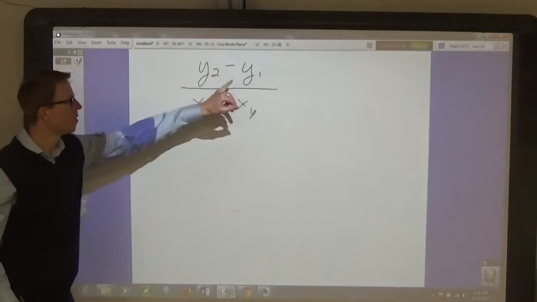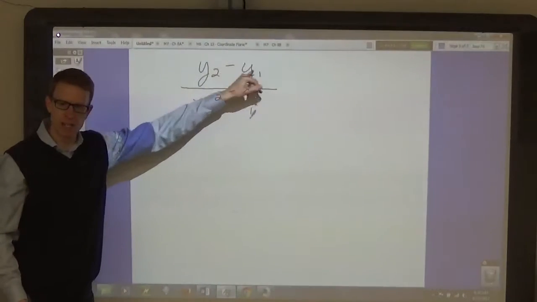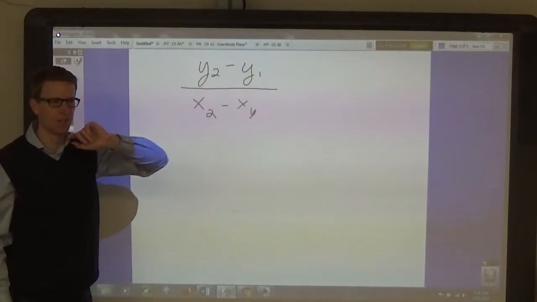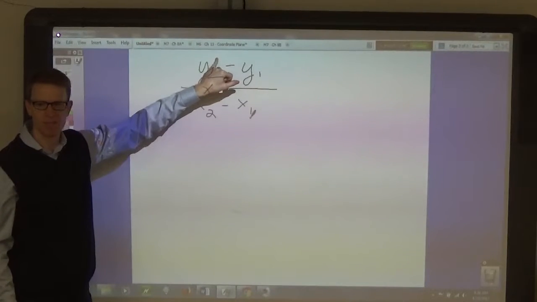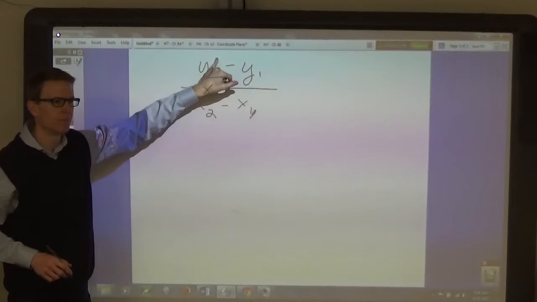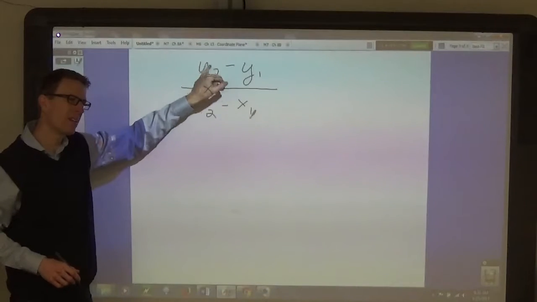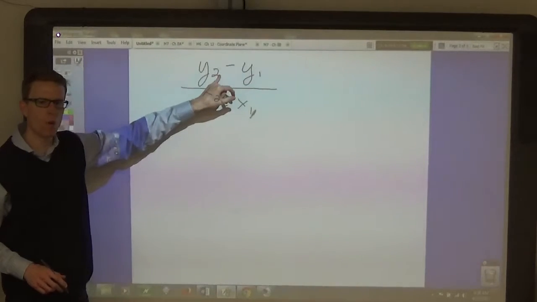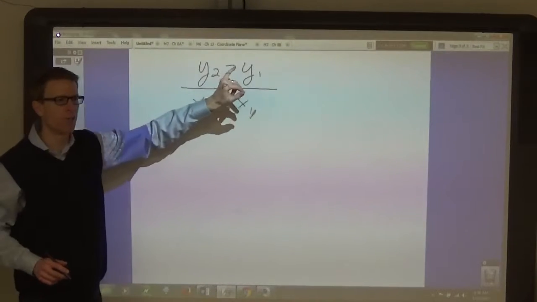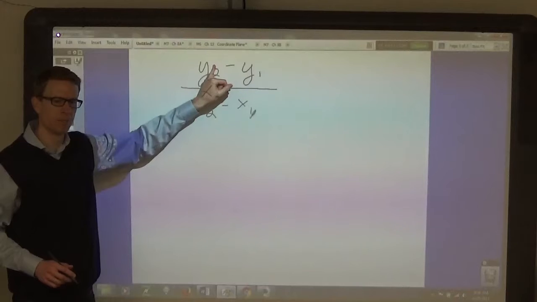Now, what do these little numbers mean? They're not exponents. You don't multiply them either. It's referring to the order of the numbers when you use them. Okay?